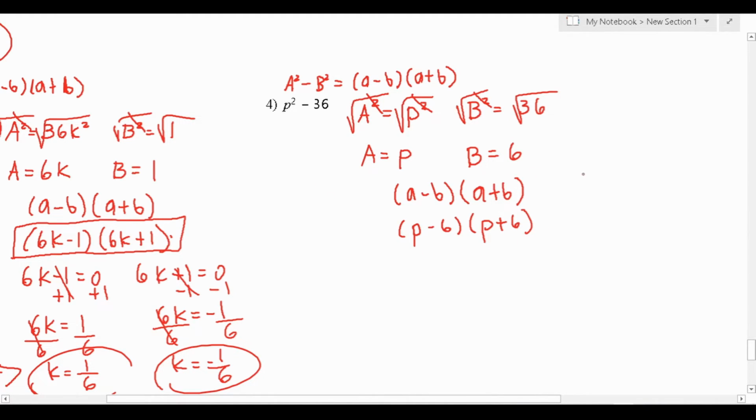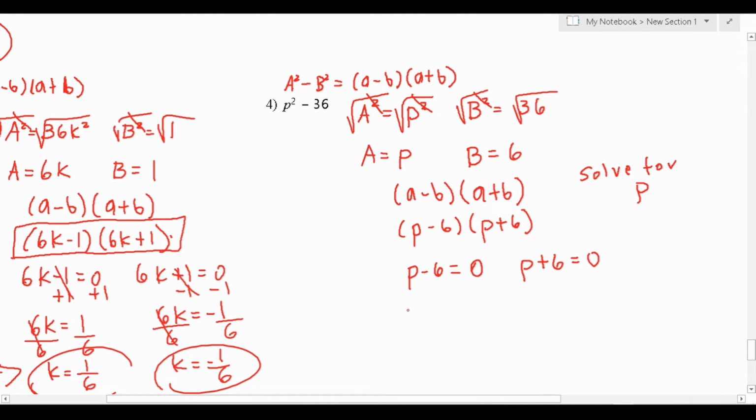Again, if on the ASVAB it said solve for p, you should realize that this is the difference of squares, so you can either use the quadratic formula or the factoring technique to solve this one. And once you get to this point, you break these apart and set them equal to 0. So you'll have p minus 6 equals 0, and p plus 6 equals 0.